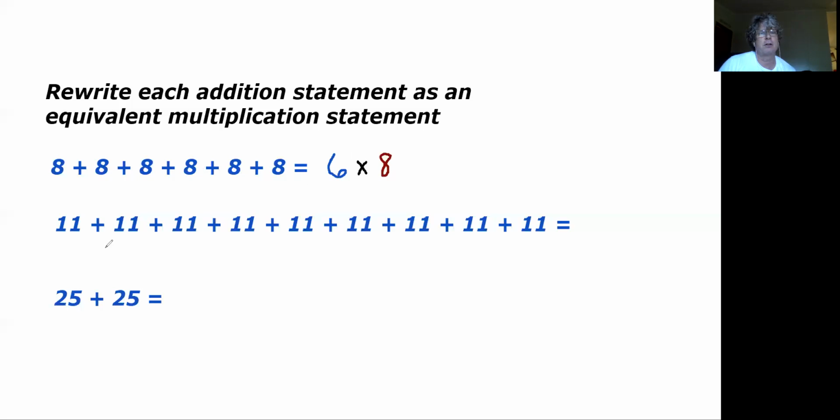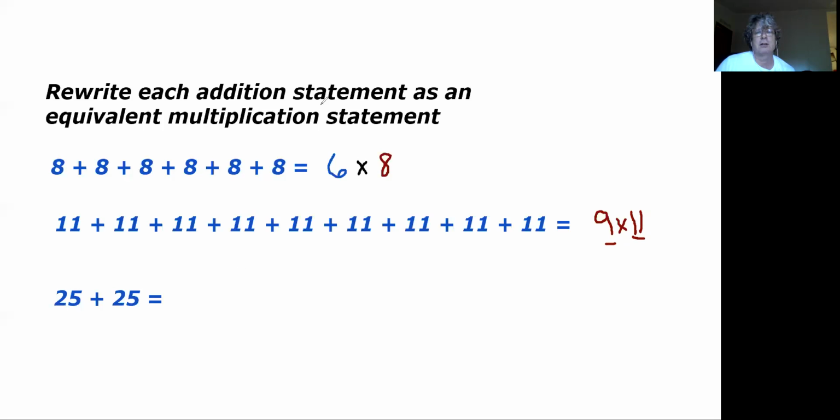To rewrite 11 plus 11 plus 11 plus 11 plus 11 plus 11 plus 11 plus 11 plus 11. Since that's repeated addition, we can write that as a multiplication statement. Notice how multiplication becomes very powerful. This is a very long addition problem, but it turns into a very short multiplication problem. So we have 1, 2, 3, 4, 5, 6, 7, 8, 9 11s. Write that as 9 times 11. So we have 9 groups of 11, 9 times 11.